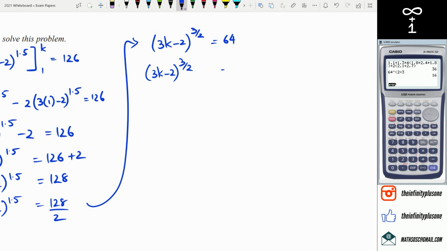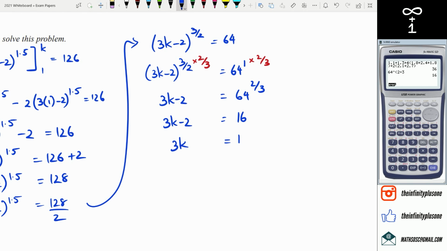So remember that 64 actually has a power of 1 in it. So I'm going to multiply the powers on both sides by 2/3. By doing this, I'm going to get rid of the power from 3k minus 2. Then I've got 64 to the power of 2/3. Now 64 to the power of 2/3, chucking it on the calculator, I'm looking at 16. Then I can rearrange this. I'm going to get 16 plus 2, so 3k equals 18, and k is equal to 6.